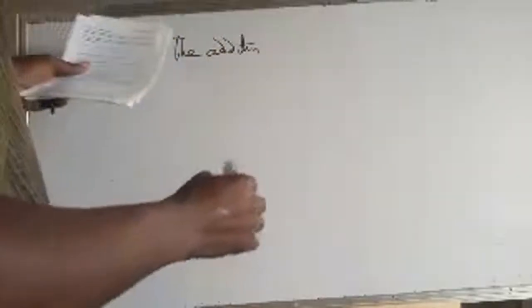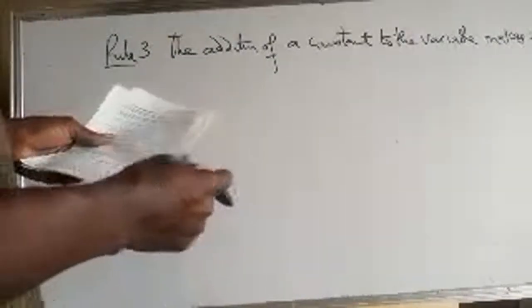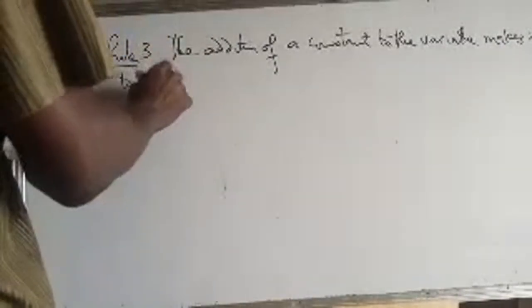Let me write my 3 this way because I'll be using numbers. Rule 3 says the addition of a constant to the variable makes no difference to the form of the result.